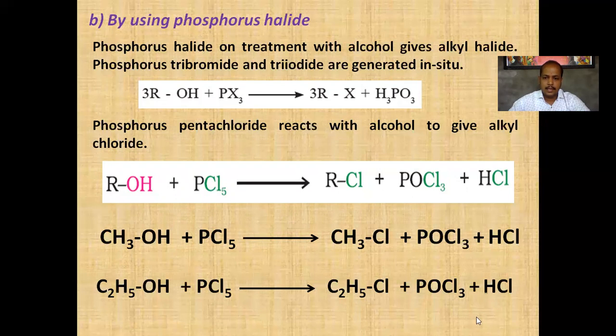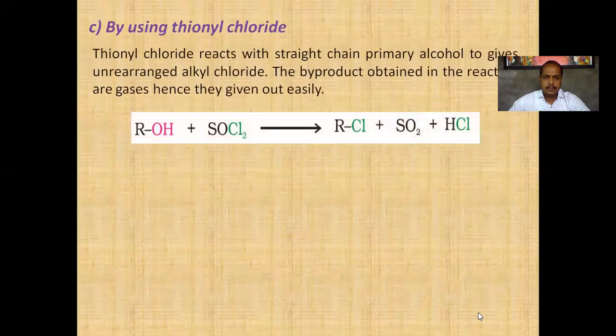Then next, by using thionyl chloride. Thionyl chloride means SOCl2. By using this thionyl chloride, we can prepare unrearranged alkyl chlorides. This method is specially for the preparation of alkyl chlorides. We can prepare unrearranged alkyl chloride.